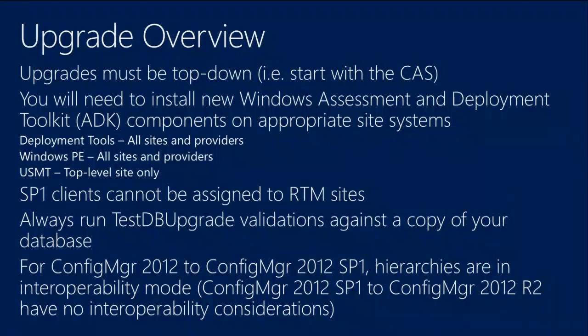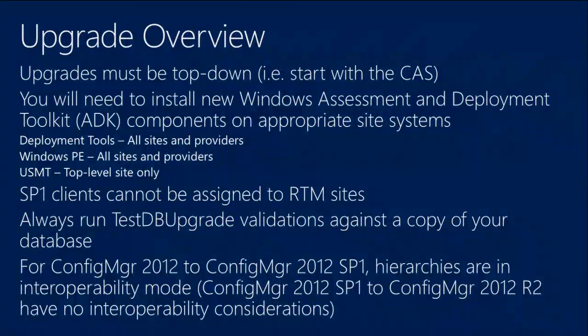It's an in-place upgrade, just like when you upgraded from 2012 RTM to 2012 SP1. Very, very simple process. You start at the top, work your way down. So start at your CAS first, and you work your way down to the primaries. The big difference is you don't have to immediately upgrade all your primaries like we told you to when you were going to SP1. And I'll talk about that on the next slide.